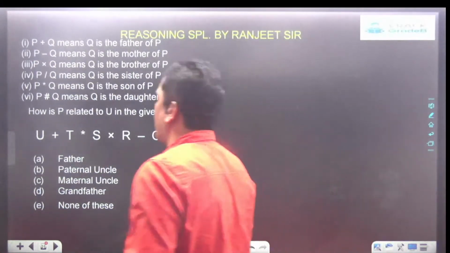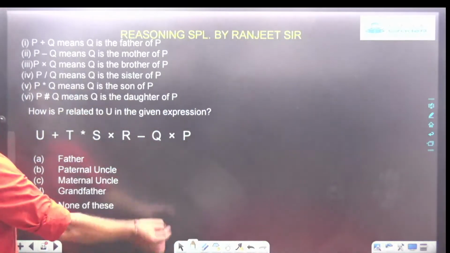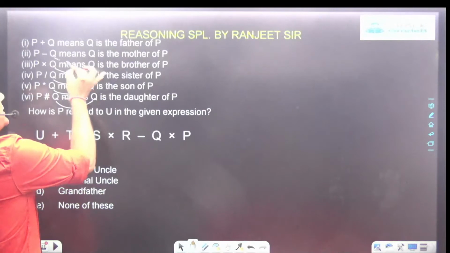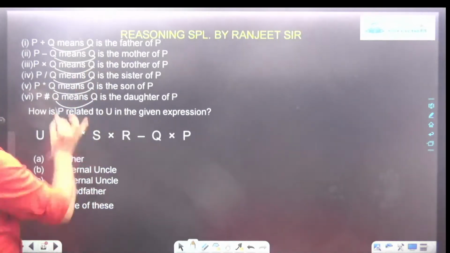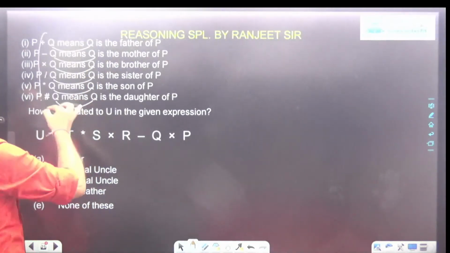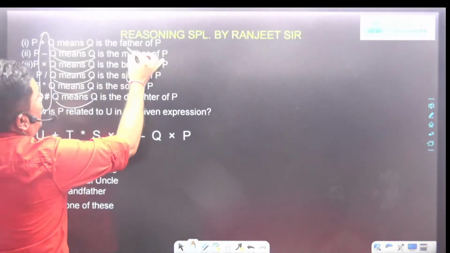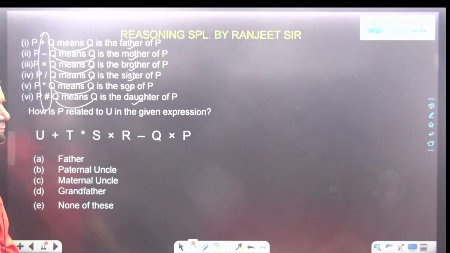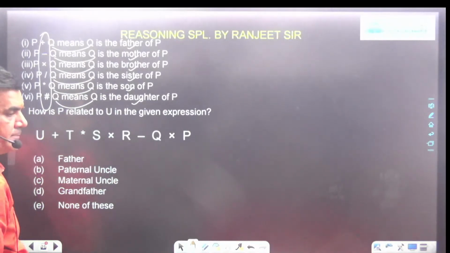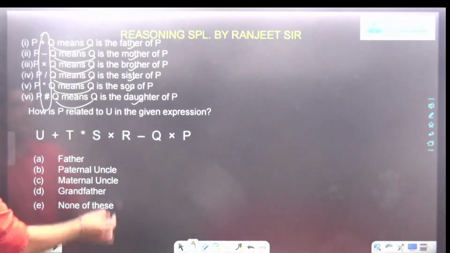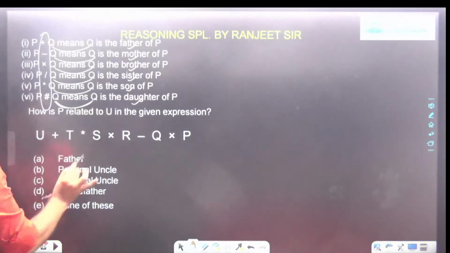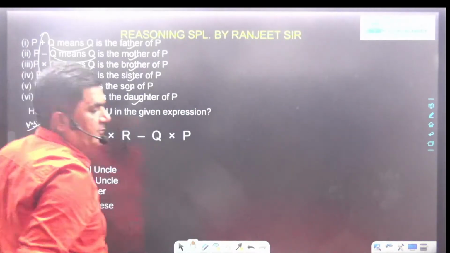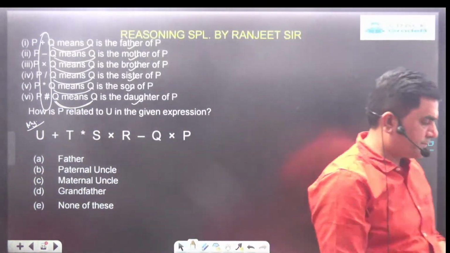Now here they are asking how is P related to you in the given expression. I can say the last person comes at the first place. And the meaning of the symbol is given: plus stands for father, mother, brother, sister, son and daughter. Now let's start. Since the last person comes at the first place, I will assume myself to be the first person.